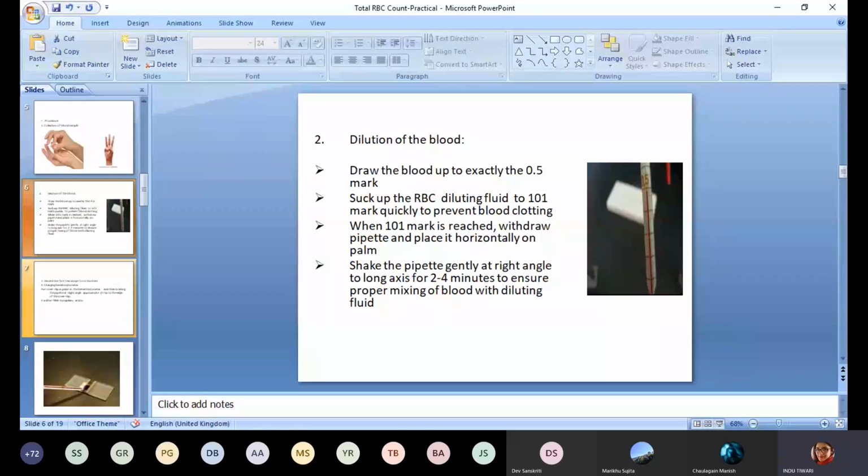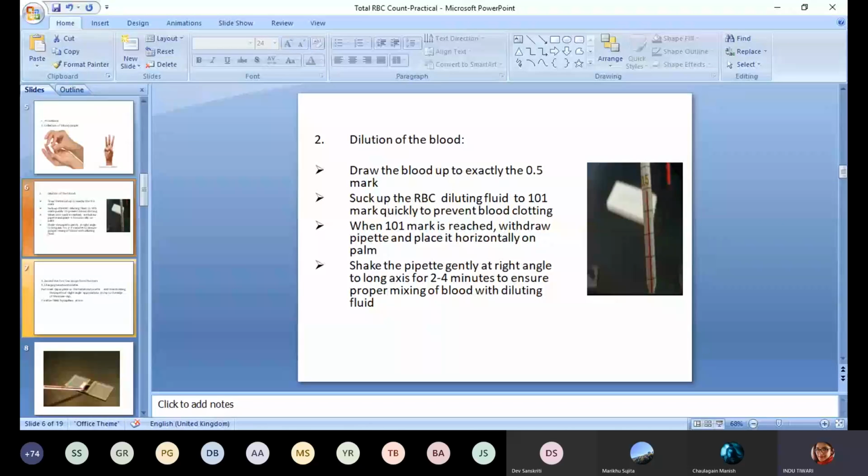And to prevent error from happening, you can draw it slightly more than 0.5, and then later you can just tap it off onto a filter paper and bring it up to the 0.5 mark. It will be clear once you see the video also. So for now, just try to imagine these things happening in the lab inside your mind.